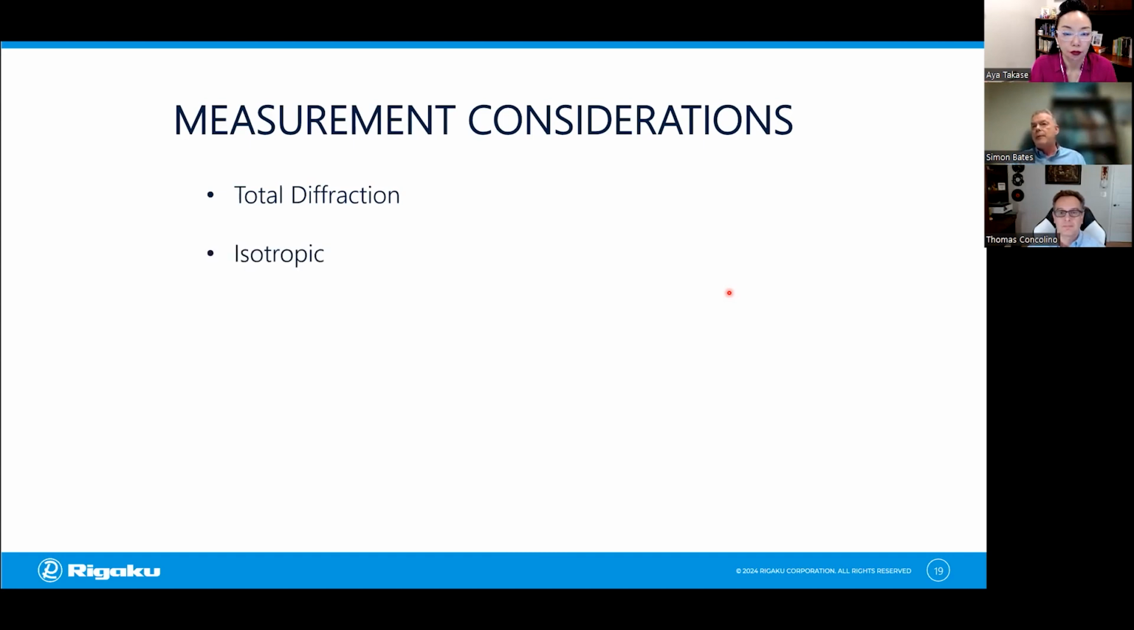Number two, isotropic. The Debye theory, unlike the Bragg theory, the Debye theory is isotropic, so everything is rings. In Bragg diffraction theory, everything is anisotropic. You get peaks in directions. So they're completely different in terms of the way they scatter, or the way the models are built up, sorry. So you have to measure isotropic data.